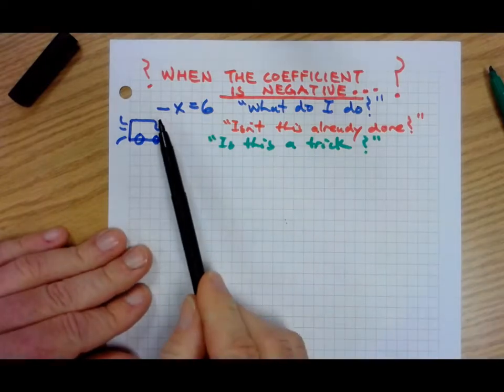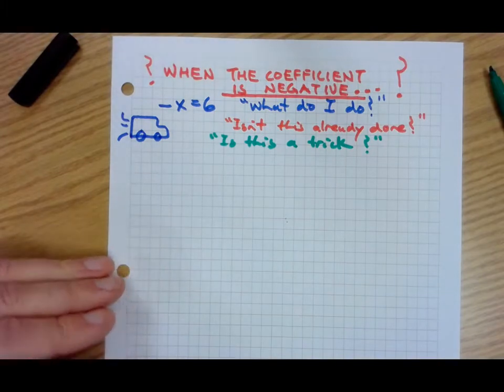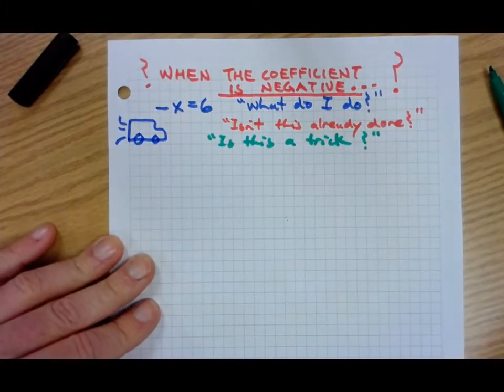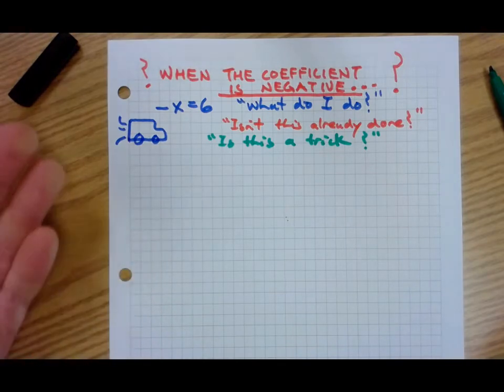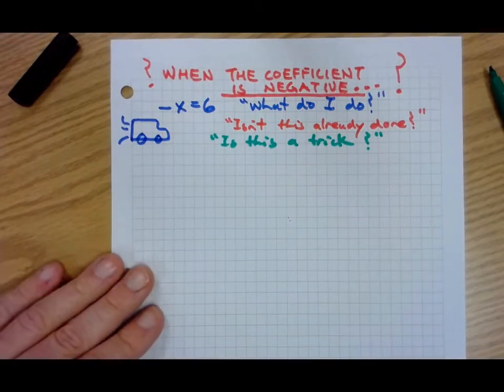Here's another question that came up in class yesterday, and I think this is worth a little dive into to find the deeper meaning, which we're always seeking in life. We have this thing that says negative x equals 6, and here's some questions I got about that from real life students. What do I do? Isn't this already done? Is this a trick? Hey, all those are fair questions, and I kind of wonder the same thing.